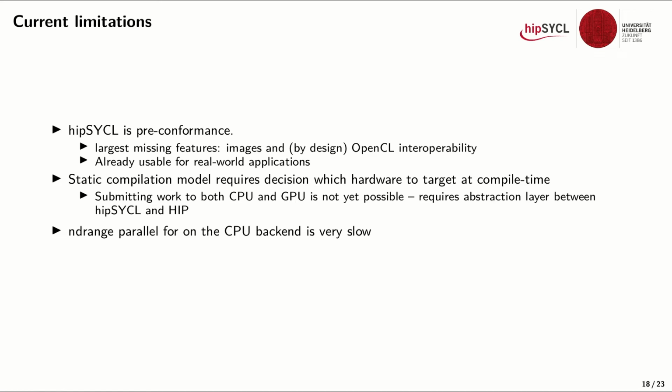Additionally, we still have a static compilation model, so you need to decide at the invocation of syclcc which hardware you want to target. In particular, this implies that it's not yet possible to submit work simultaneously to CPU and GPU, because this would require an additional abstraction layer between hipSYCL and HIP. But this is something that we are working on at the moment. And additionally, nd_range parallel_for on the CPU backend is extremely slow.